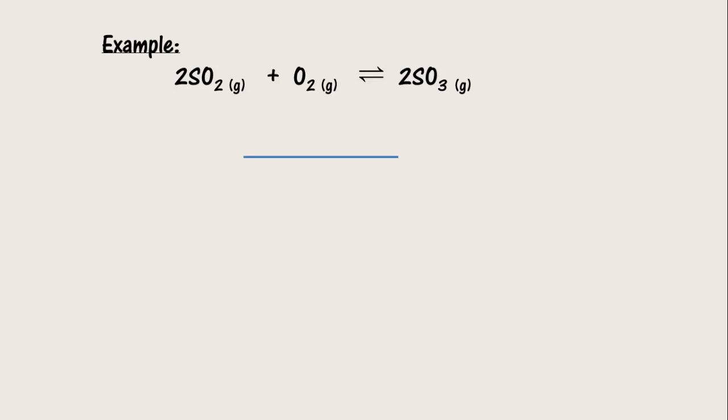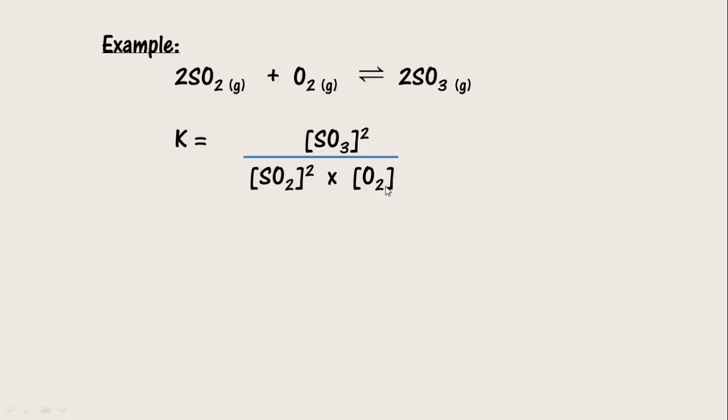Okay, so given this equilibrium equation, we would write the equilibrium expression like this. Sulfur trioxide is a product, so it goes on top, raised to the power of 2, divided by the reactants, which is sulfur dioxide raised to the power of 2, multiplied by, remember, don't lose a plus, concentration of oxygen raised to the power of 1, because there is a 1 there, but of course we don't write ones. So this is your equilibrium expression for this reaction.